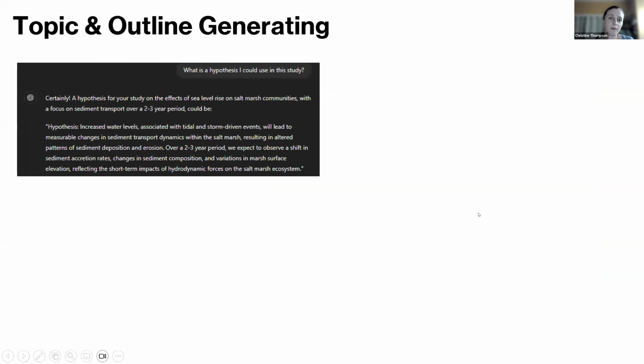The next step would maybe be to generate a hypothesis. So if students were struggling with the hypothesis, here it came up with one. However, I was a little suspect that you might be able to observe a shift in these processes over such a small time period. So I cautioned the students to think critically about whether its responses make sense, and to make sure that they put them into the correct context.